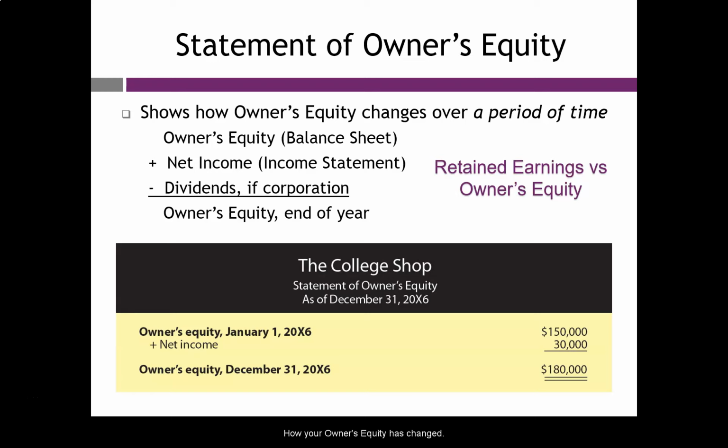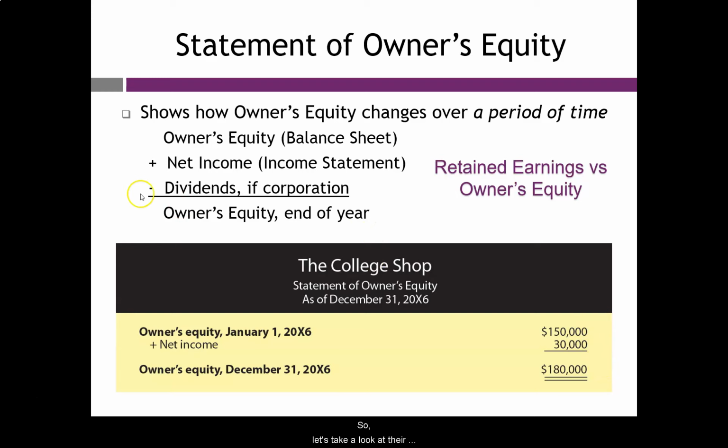Want to know that, right? How your owner's equity has changed? This allows you to do it. So let's walk through it. You take your owner's equity at the beginning of the year, and then you add how much you made during the year, your net income. If you're a corporation and you paid out dividends, you have to subtract that, and you end up with owner's equity at the end of the year. Okay, so for the college shop, they started at 150, they added 30 in net income, so they ended with 180. They're not a corporation, they don't have any dividends to pay out.